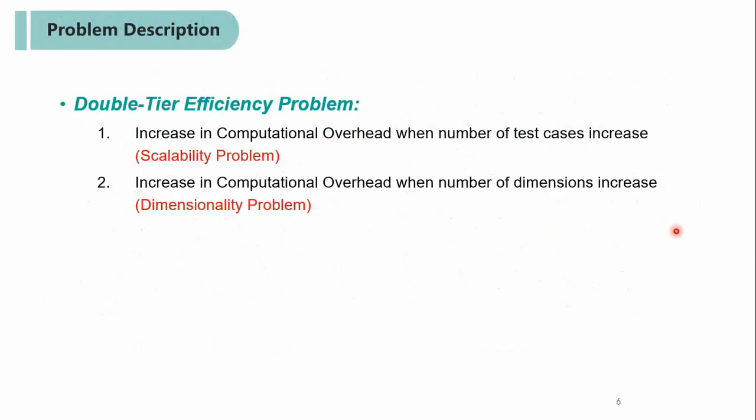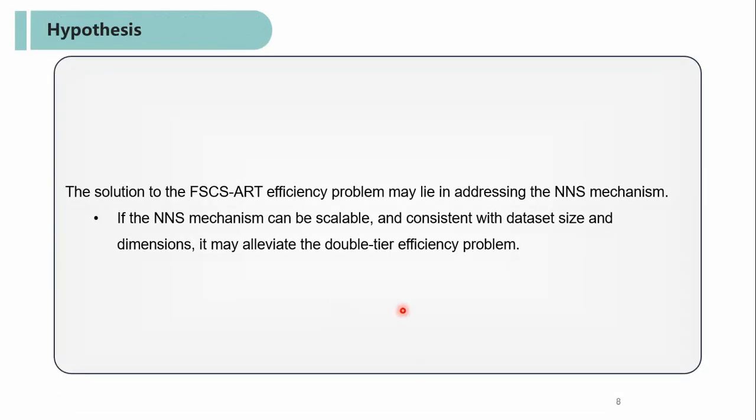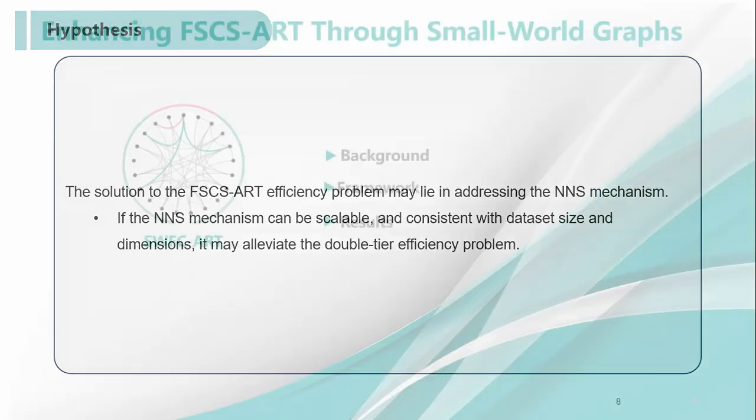However, FSCS-ART faces two problems, and we call them the double tier efficiency problem of FSCS-ART. The first problem is the increase in computational overhead when the number of test cases increases. And the second problem is the increase in computational overhead when the number of dimensions of the input domain increases. So our hypothesis is that if the nearest neighbor search mechanism can be scalable and consistent with dataset size and dimensions, it may alleviate the double tier efficiency problem.